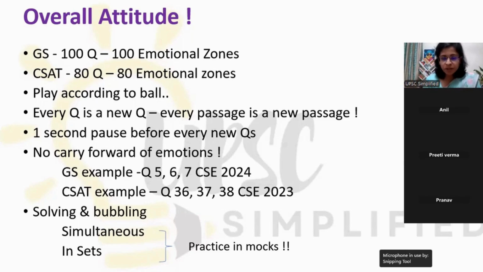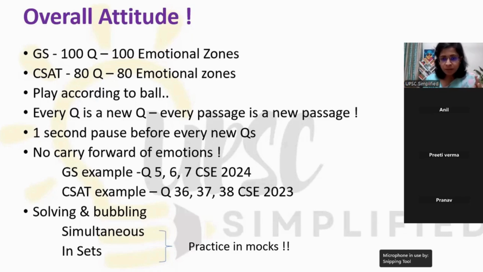Okay. So every question is a new question in GS, and every passage is a new passage in CSAT. One passage was tough, then the second passage is easy, but I am carrying the toughness of the first passage to the second easy passage, and there are chances that I will mess up the second passage. So each and every question, each passage, each sum will be treated as a new thing. How can we do that?